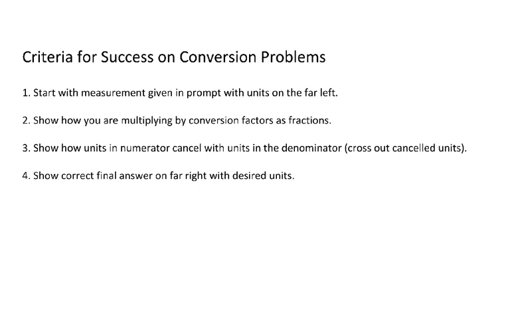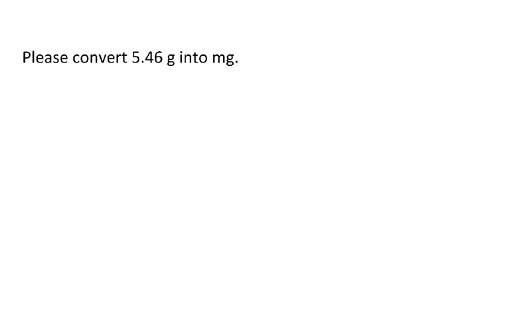In this video, I'll explain how to use dimensional analysis to convert from one unit to another. I always follow the same 4 steps. First, I start with the measurement on the far left. Then, I show how I'm multiplying by a conversion factor as a fraction. I show how the units in the numerator cancel out with units in the denominator. And then, I give the correct final answer with the units on the far right.